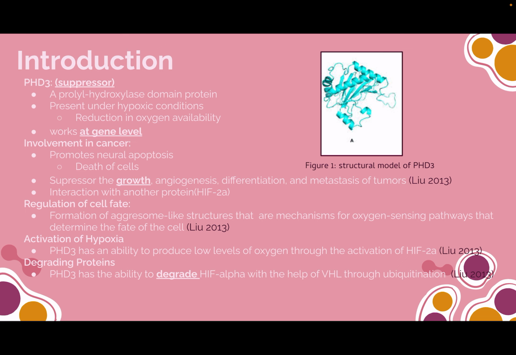Regulation of cell fate. The formation of aggresome-like structures are mechanisms for oxygen-sensing pathways that determine the fate of the cell. We know PHD3 has an ability to produce low levels of oxygen through the activation of HIF-2A, which we saw interacts with PHD3 in our co-immunoprecipitation. And we also know PHD3 has the ability to degrade HIF-alpha with the help of VHL through ubiquitination.